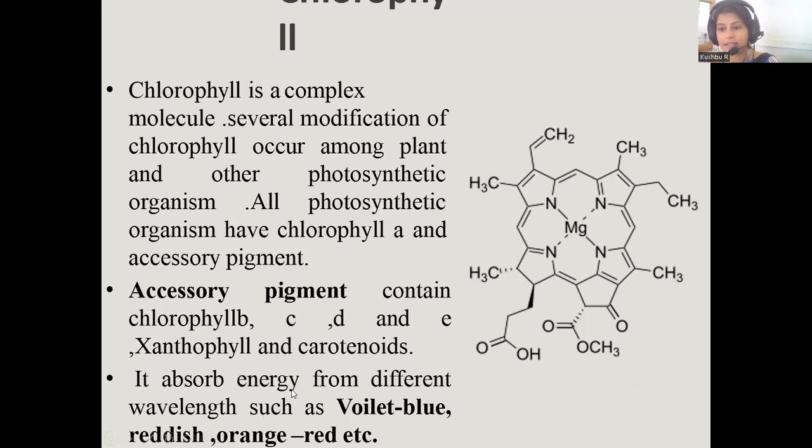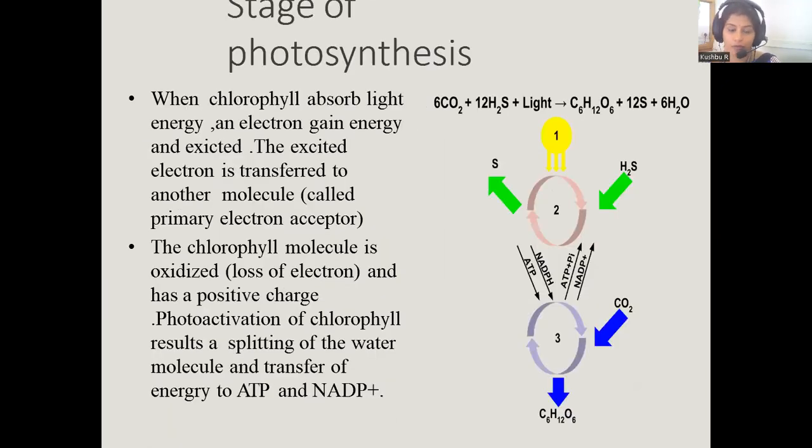A particular wavelength of light is absorbed by this chlorophyll, that is blue, red or orange. This is the wavelength of light that would be generally absorbed by chlorophyll. Yes, photosynthesis happens in the presence of chlorophyll pigment. This is a photosynthetic pigment. This chlorophyll has an ability to absorb light of wavelengths from orange and red to violet and blue.